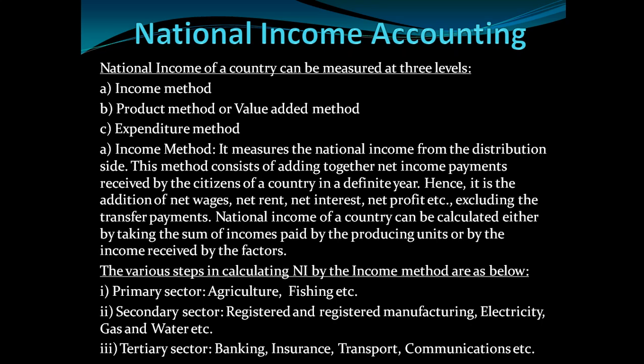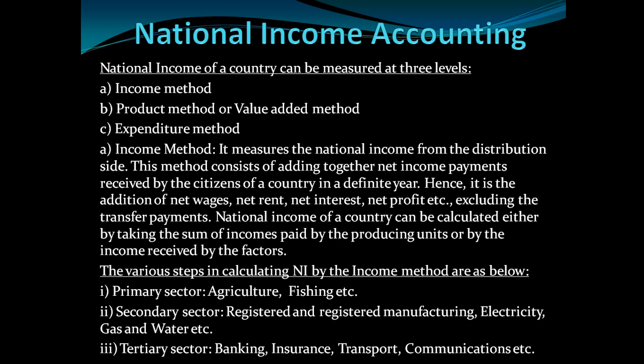Today we will start with national income accounting. Now, national income of a country can be measured at three levels. First one, income method. Second, product method or value added method. And finally, expenditure method. Today we will go through all these three methods for national income accounting. First, we will start with the income method.